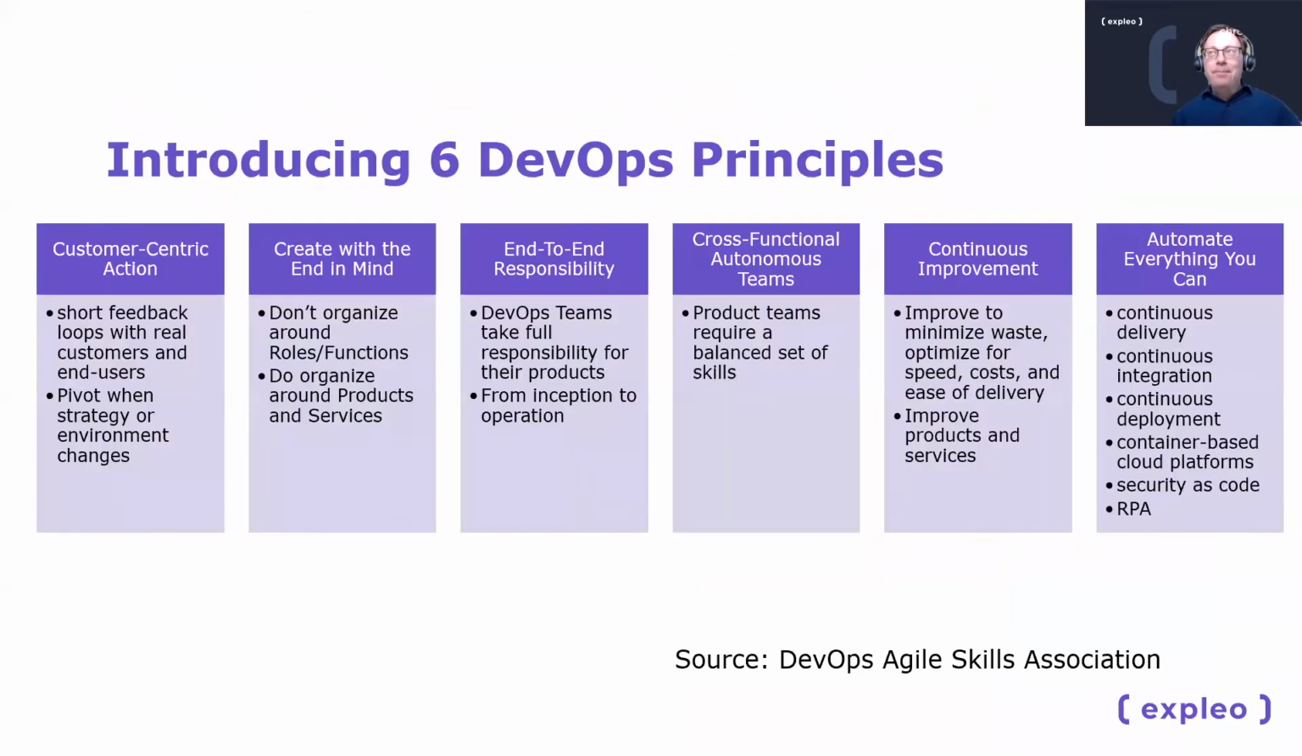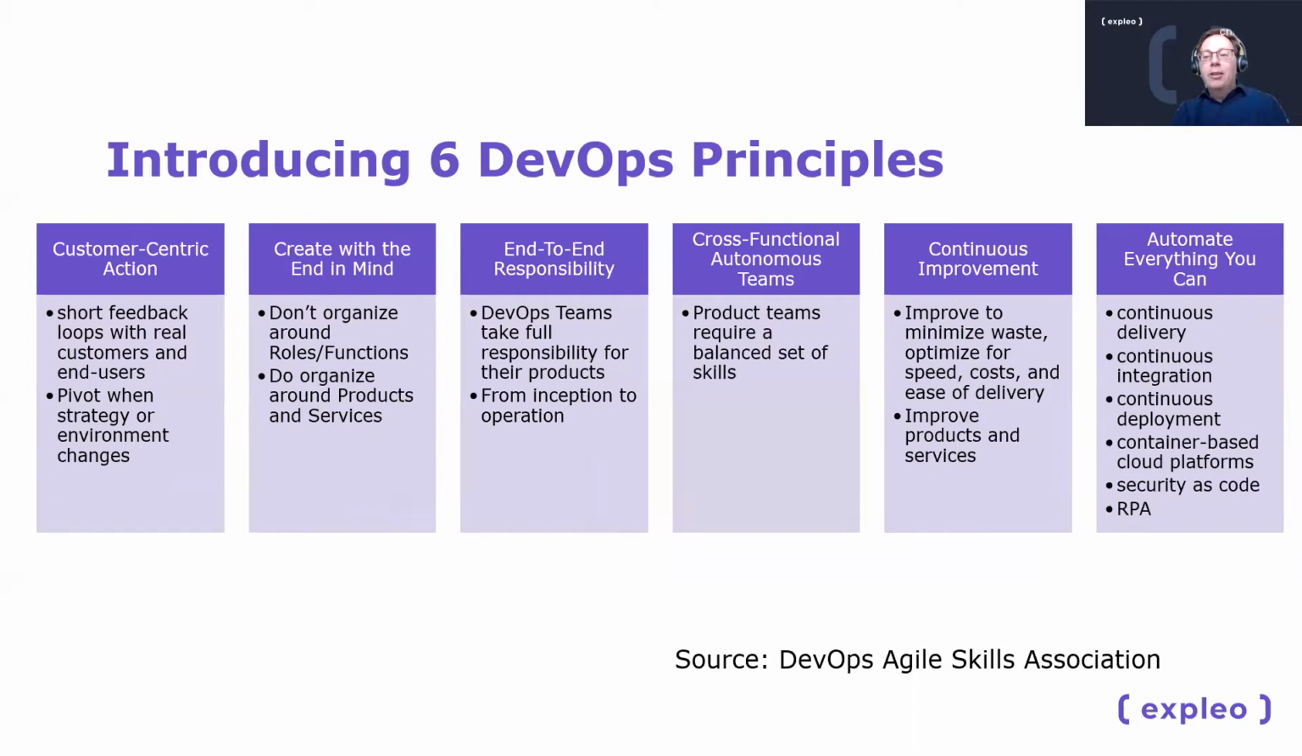Okay, so before we get into the 9 management attributes, I want to reference first the 6 DevOps principles from the DevOps Agile Skills Association, but these underpin the DevOps culture of any organization. I think this can be easily seen on screen, but I've actually got these in more zoomed in versions, but I'll avoid that for now.